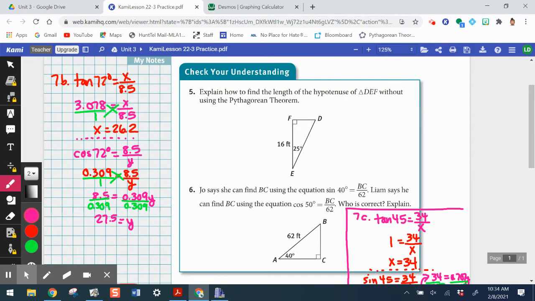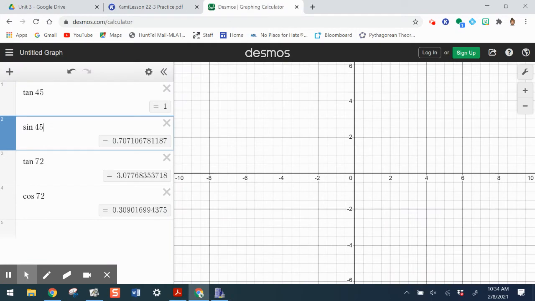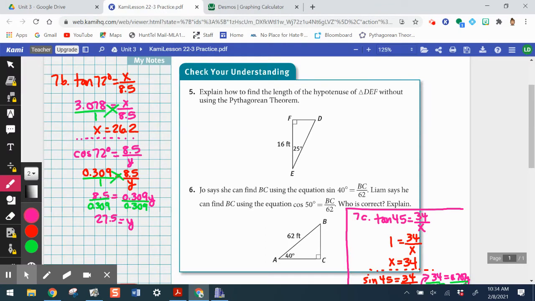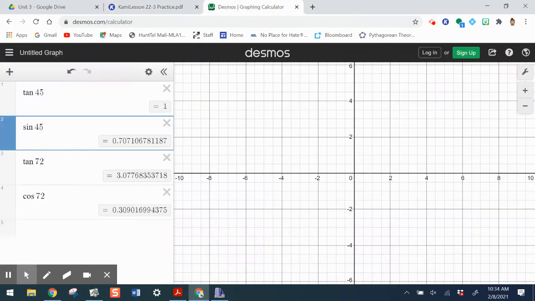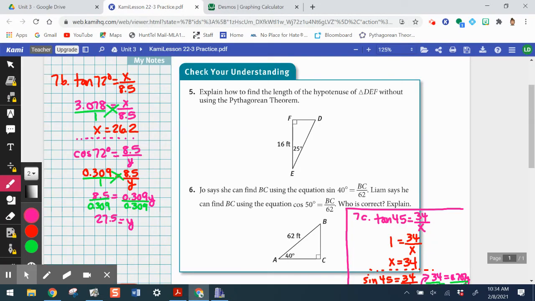And so I found the tangent of 72 roughly was 3.078. And so I replaced tangent of 72 with 3.078. Let me just make sure I did that. Yeah, 3.078. Cross multiply, put this over 1, cross multiplied, and found that x equals 26.2.